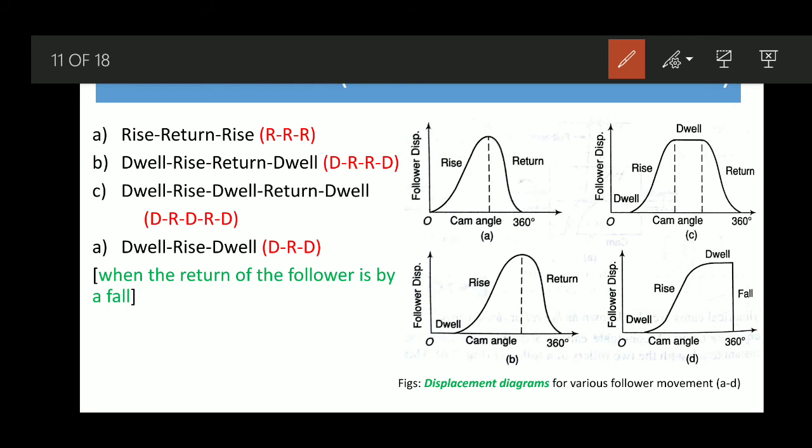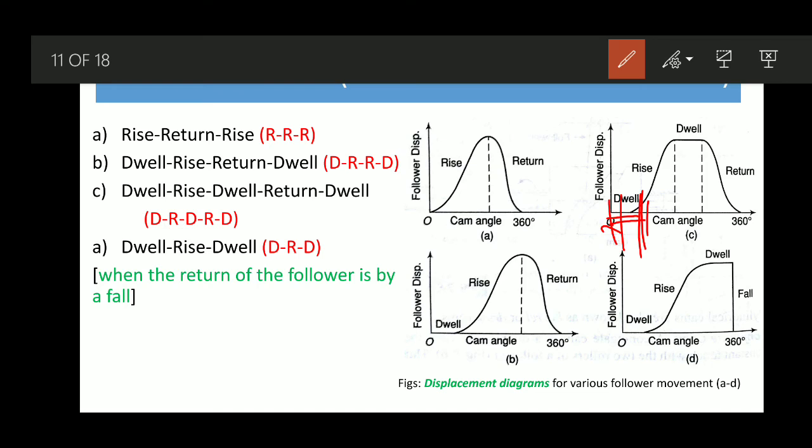In the displacement diagram, it is moving up, that is rise, and there is return. After that, 360 degrees is over, so once again rise return, or like that. Similarly, this is dwell, we start from dwell. Dwell is the period when there is no movement of the follower, no displacement. Wherever the follower position previously was, there itself it will remain. So if we start from zero, there is dwell, during which there is no movement.